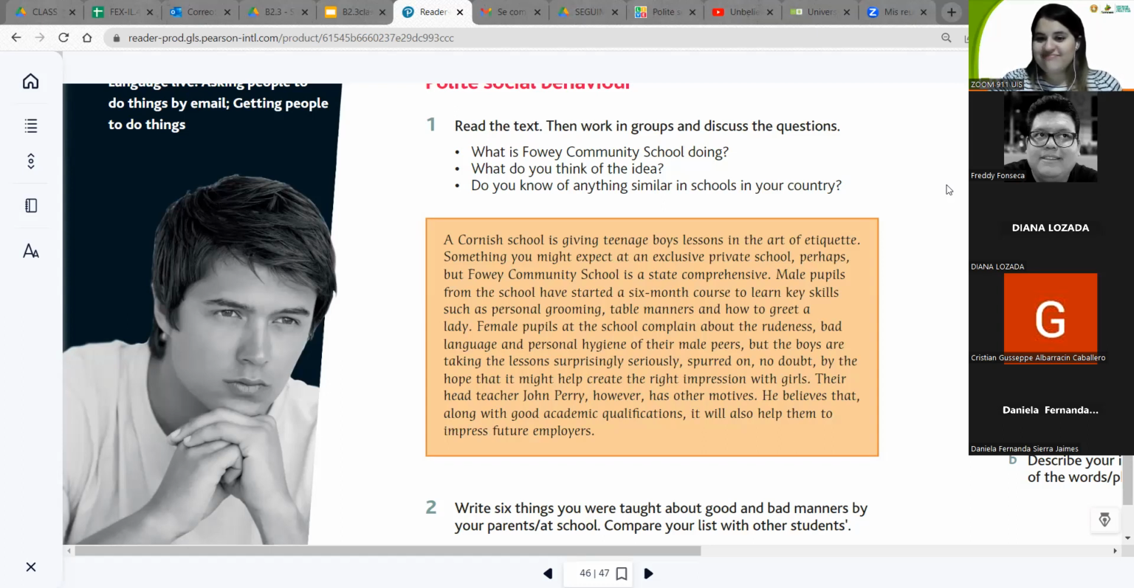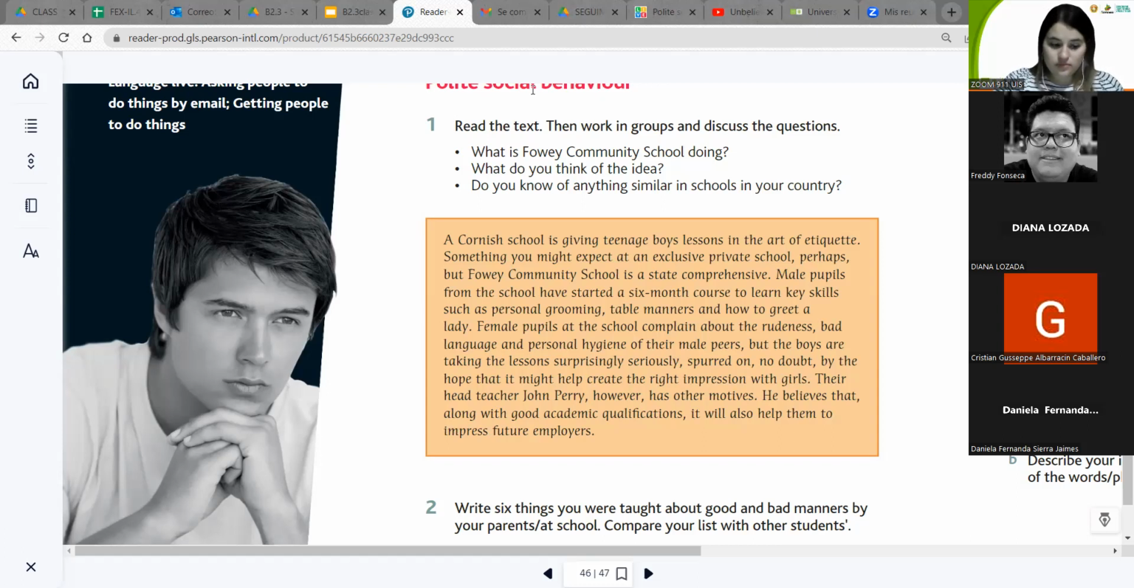Teacher, I remember maybe in primary school that not only boys, all of us had to take a little bag with, I don't remember the name of the book, a handkerchief, with things that will help to have a good personal hygiene.